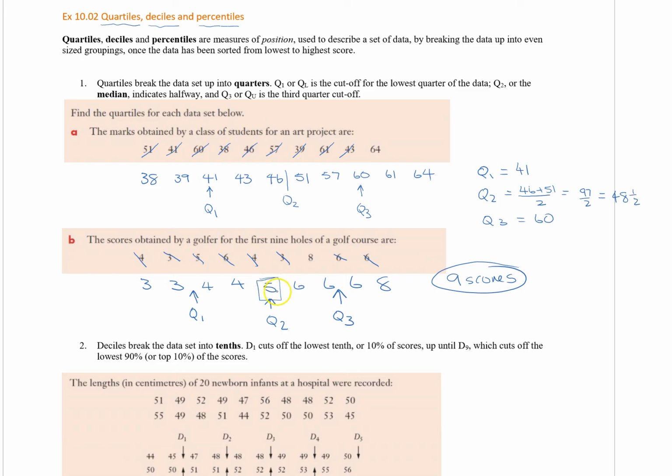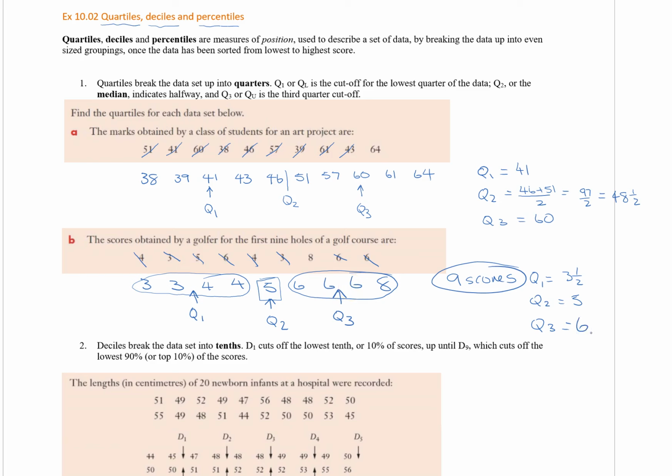And the rule is then we ignore that 5. We don't include that 5 in the calculation for our lower quartile. So our lower quartile is the middle of only these 4 scores. So the middle would occur here between 3 and 4. So Q1 is actually 3.5. Q2 is the 5. And Q3, again, we ignore the 5. We only consider the top 4 scores, and we want in between 6 and 6, which is 6.